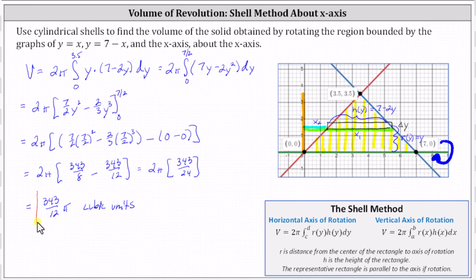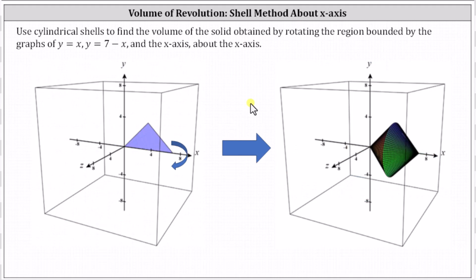This is the exact volume of the solid when the bounded region R is rotated about the x-axis, which again would be the volume of this solid here on the right. I hope you found this helpful.